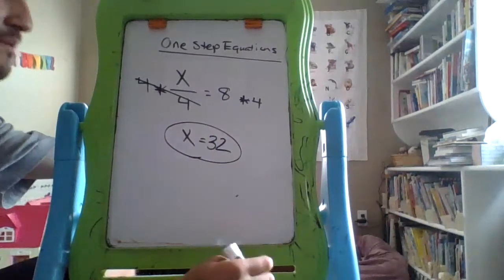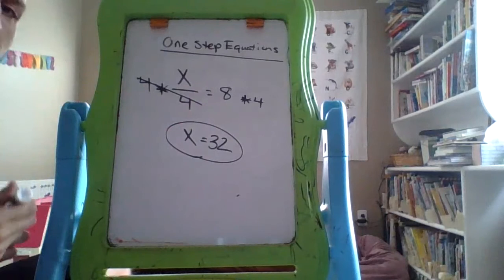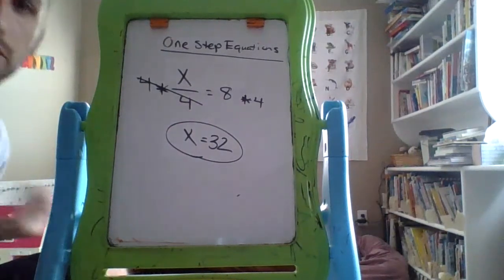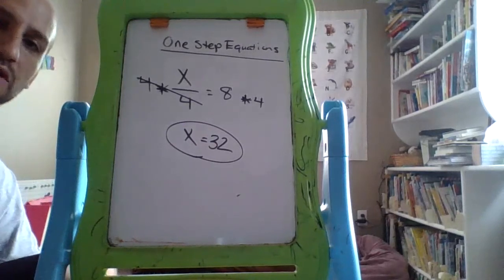Let's see if that number makes sense. 32 divided by 4 equals 8? Yes, it does. So that is us going through pretty much the 4 basic types of one-step equations that you might have to solve.